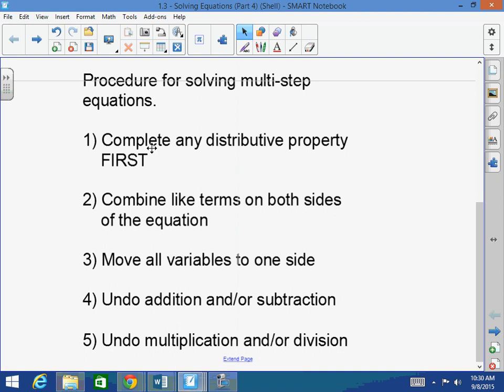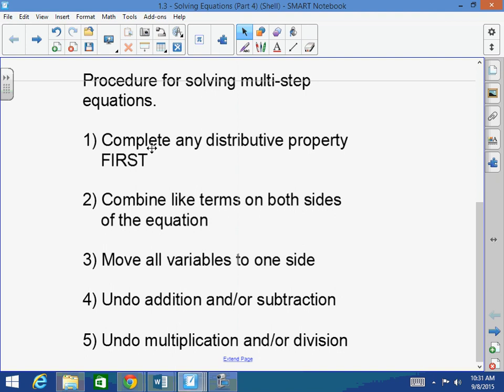So this is nothing new. I'm not trying to diminish the fact that we already learned this, but I want to reinforce it because it's very, very important that you know this backwards and forwards. So that being said, guys, how does this work with fractions and with decimals?